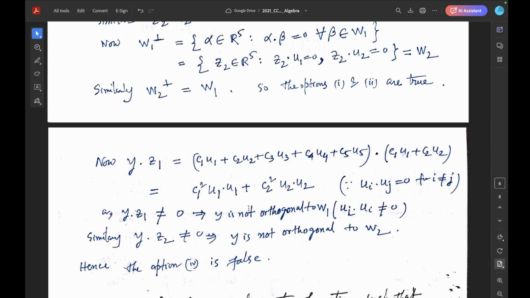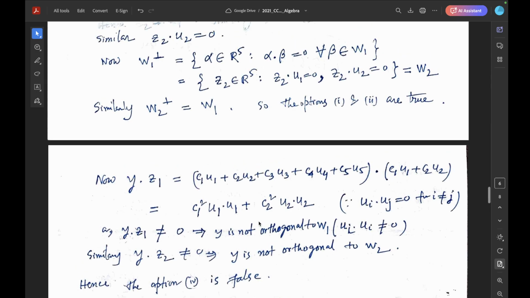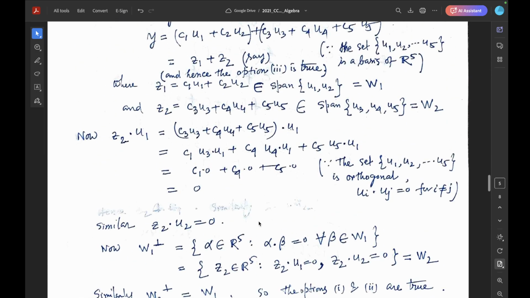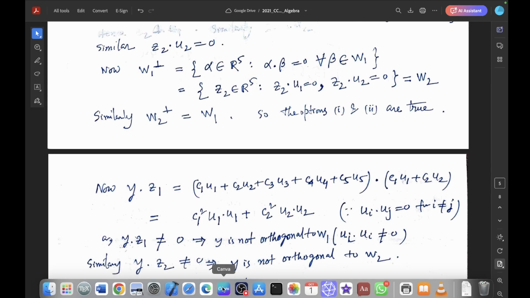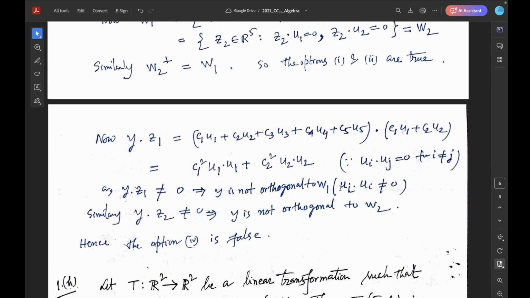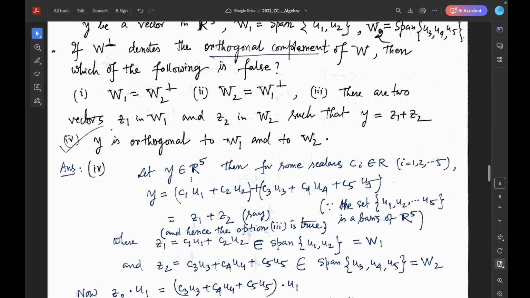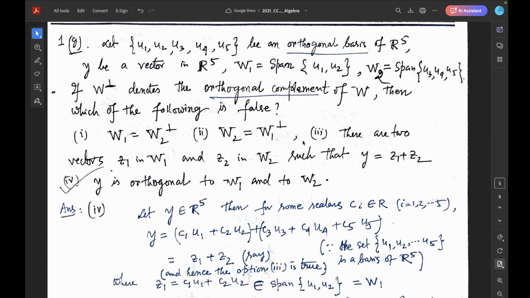This Z1 belongs to W1. So Y is not orthogonal to W1. Similarly, Y is not orthogonal to W2. Hence, Y is orthogonal to W1 and W2 is the wrong, false statement here. So the correct option is 4.